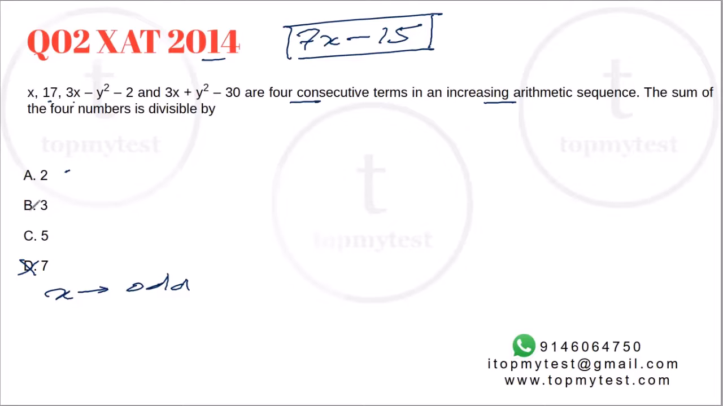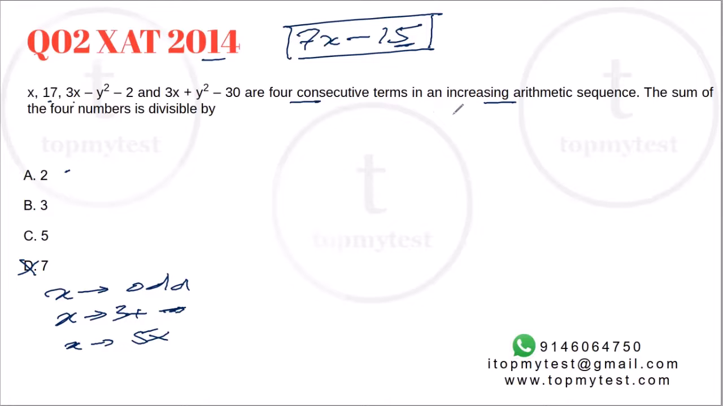How will we get a multiple of 3? To get a multiple of 3, now 15 is a multiple of 3. To balance this relation, x has to be a multiple of 3. If x is 3, then the entire term is also a multiple of 3. And we'll get option C similarly if x is a multiple of 5. If x is a multiple of 5, then you will get the full term to be a multiple of 5.